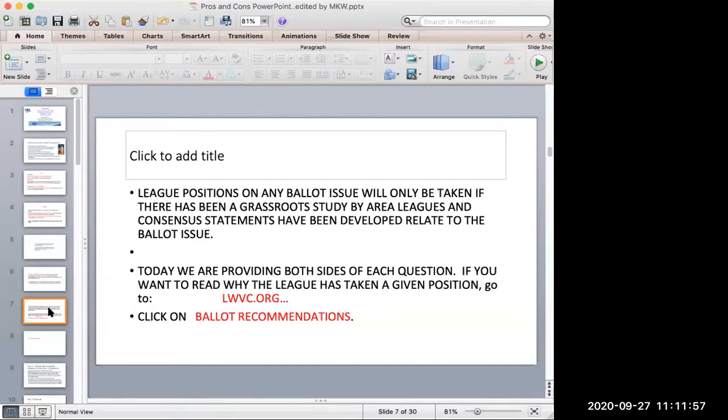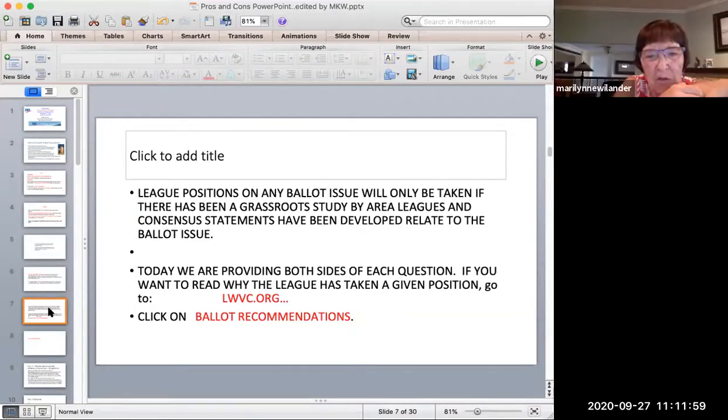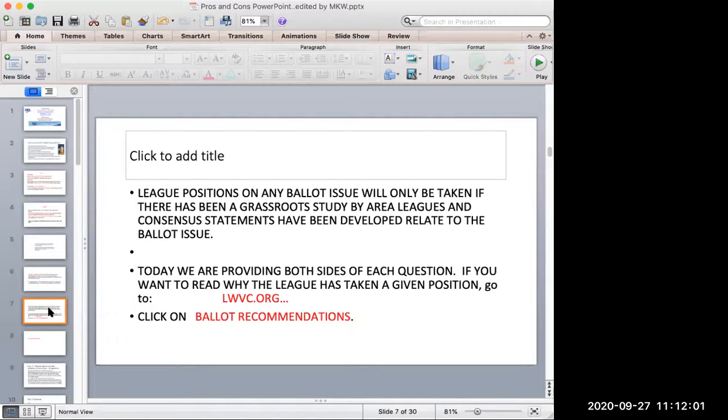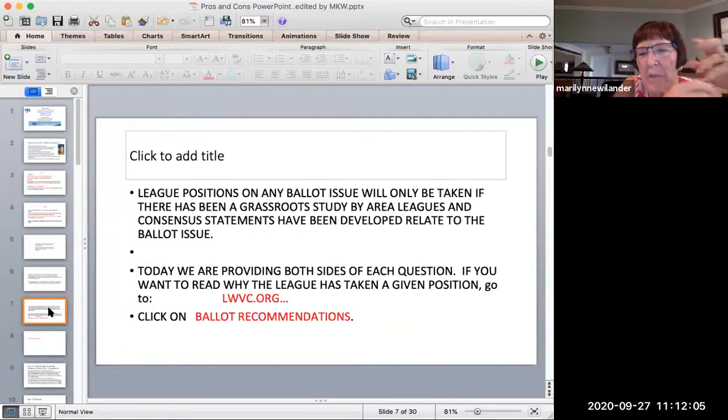If you want to know why the League has taken a given position, you can go to lwvc.org, and then at the top on the left, you click on ballot recommendations, and that will explain it. So we can take a no on items, we can take a yes on items, or we can take neutral, or we can say we are not taking a position, meaning we haven't studied it.